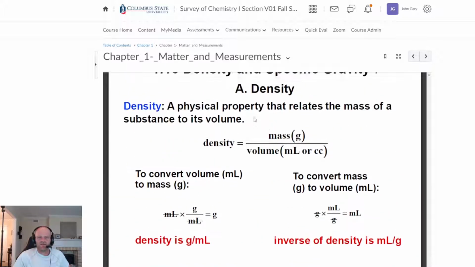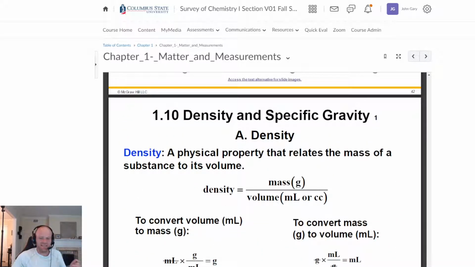Now last but not least is density. Density is a measure of the mass per volume. So remember, mass is like the weight of something. The volume is how much space it takes up. Now, we needed a way to express the weight per volume, right? Mass per volume. Anytime I say per, you should think about kind of like a denominator, right?